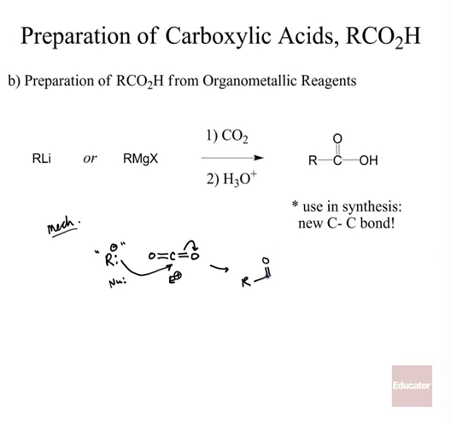And let's take a look at what product that gives us. When we follow those electrons, look what we get. We get a carboxylate salt, very close to being the carboxylic acid, right? After step 2, H3O+, we protonate our product, and we get a carboxylic acid out.